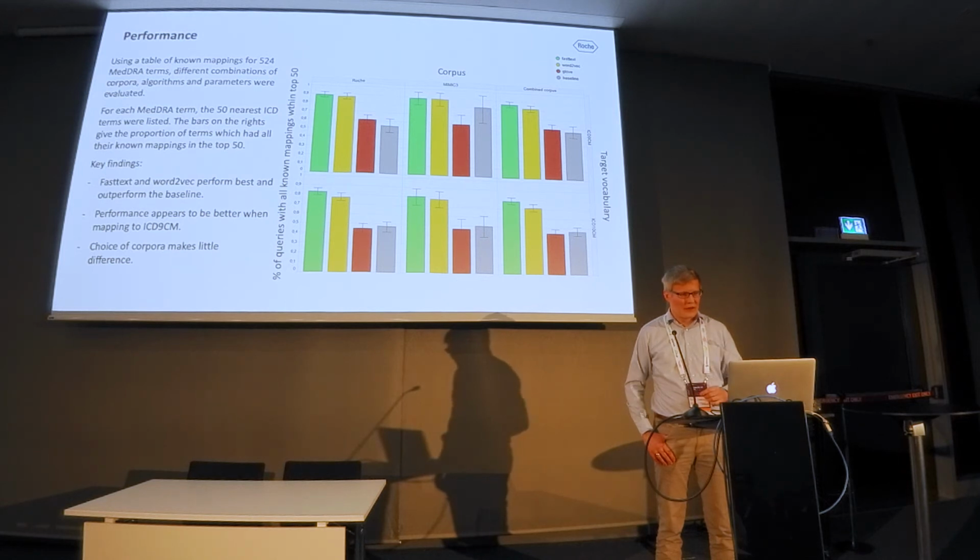And the gray bar is for the baseline, so you can see that in almost all cases, these word embeddings outperform the baseline I described.